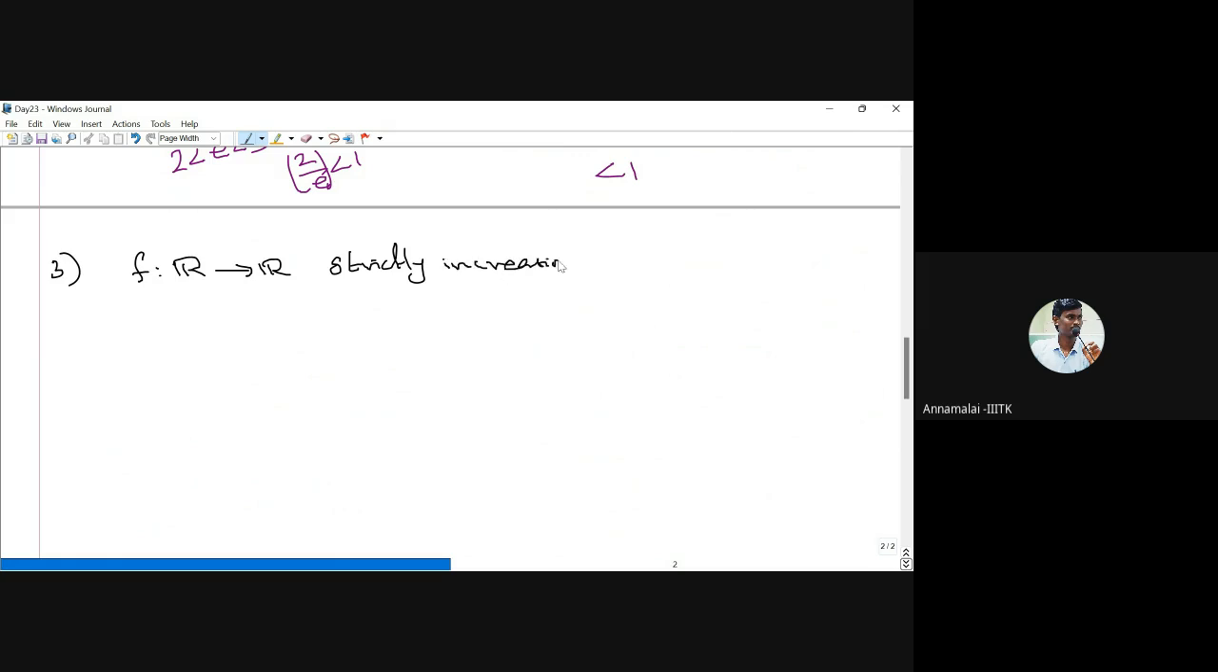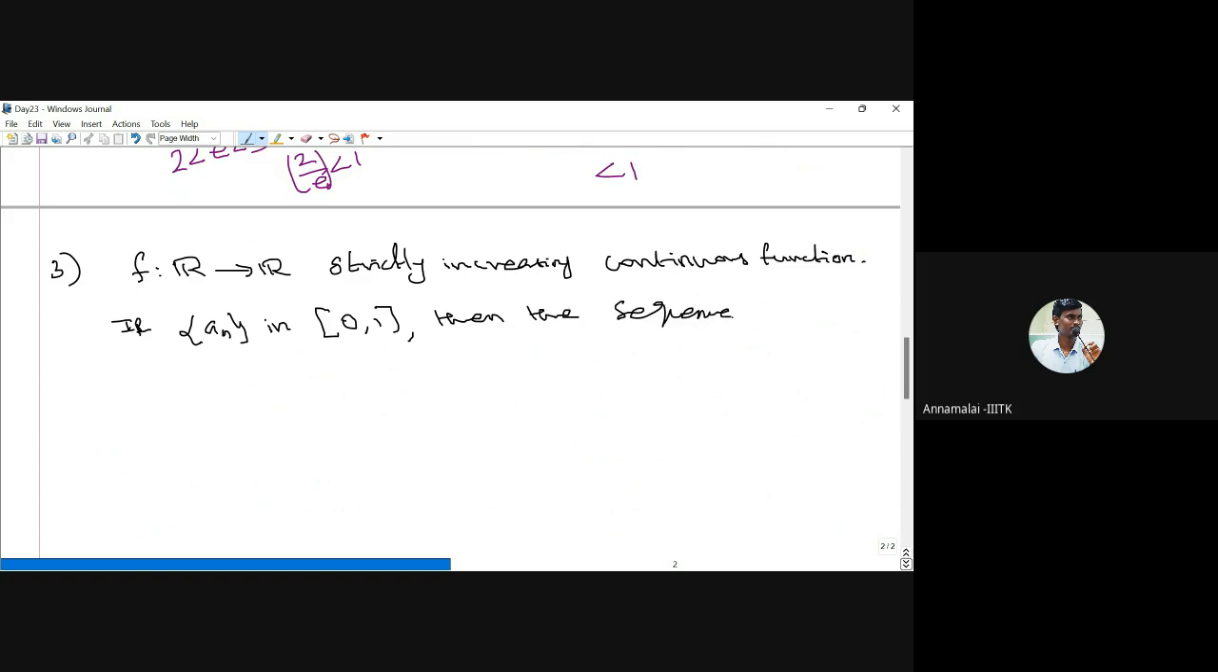It is given that f is a strictly increasing continuous function. That is also very important. Now, if an is a sequence in the interval 0 to 1, okay, we are taking some sequence an in the interval 0 to 1, then what can I say about the sequence f of an?